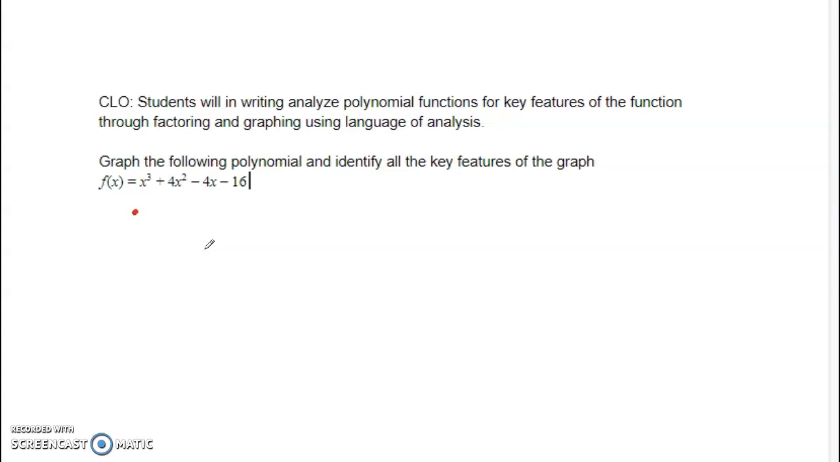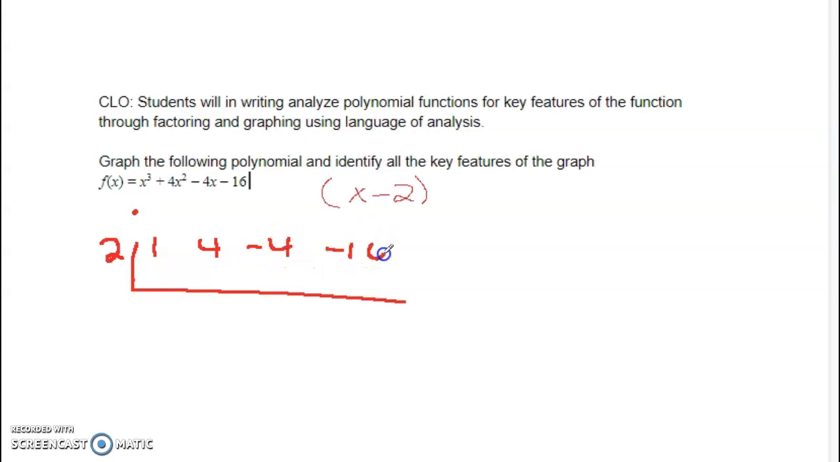So I can see that it crosses at positive 2. So I know that a factor is x minus 2. First thing I'm going to do is put 2 here, and I'm going to use synthetic division and drop my coefficients 1, 4, -4, -16. Bring down my first number, which is 1.